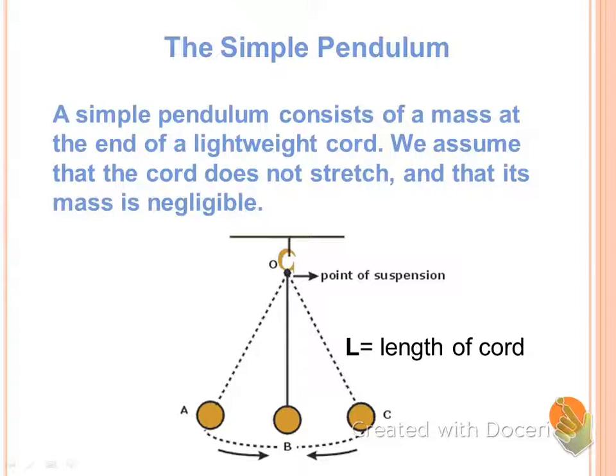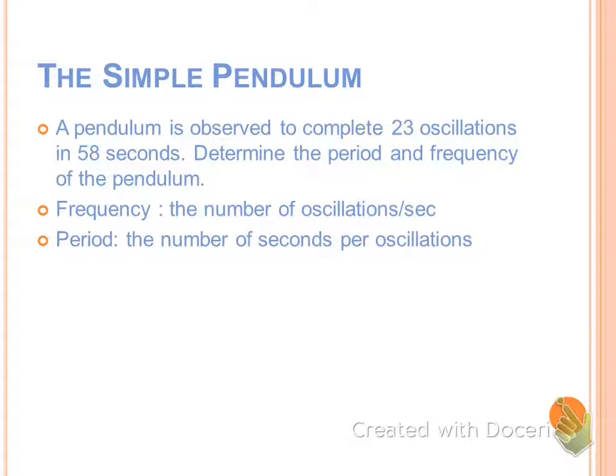So if we have a friction-filled axis point or fulcrum, what would that do to our pendulum? It would slow it down. It would throw the period off, which means it would slow that thing down, eventually coming to a stop. In our real life lab, that might happen, but we're going to do everything we can to keep that fulcrum as frictionless as possible. We are going to do a lab with this part that usually has pretty good data, but you never know. All right, a pendulum is observed to complete 23 oscillations in 58 seconds.